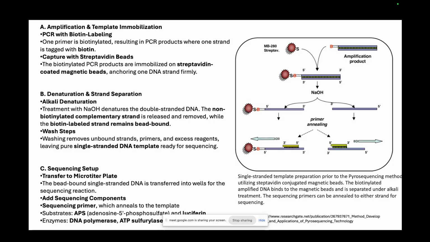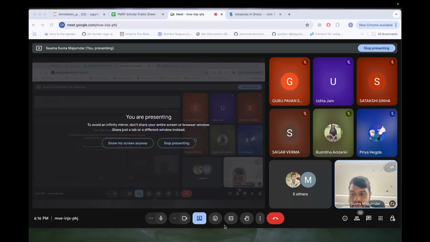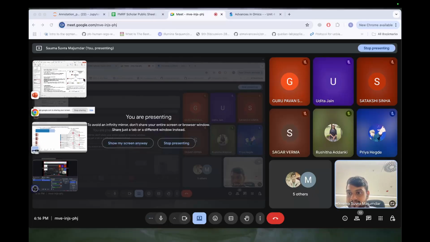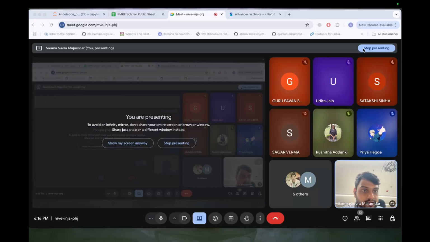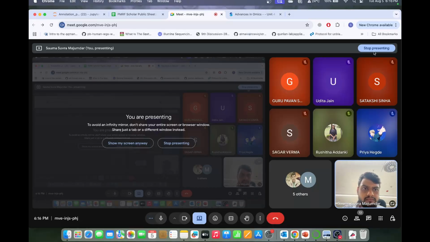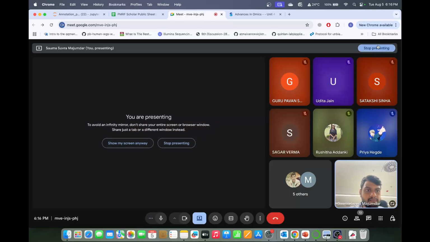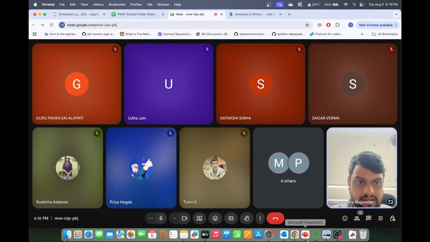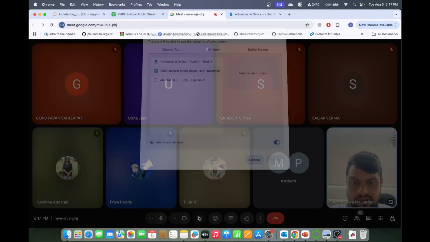And then during sequencing again, sorry. I think. Just a second. Let's stop presenting for a second. I think something may show code.